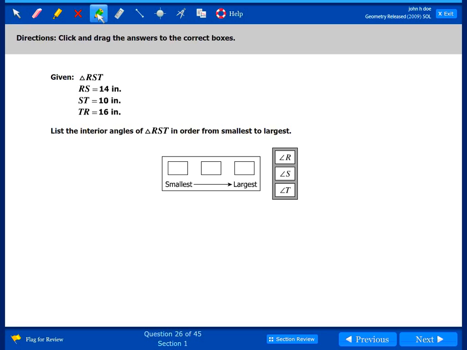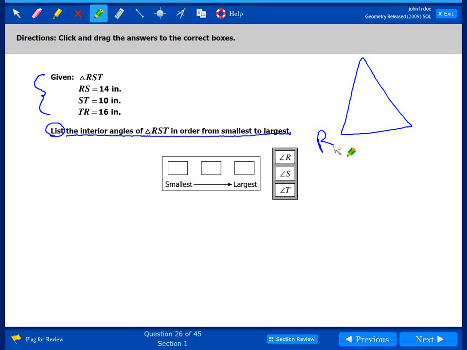We find the keyword to start this problem. List the interior angles of triangle RST from smallest to largest. Well, we have to use this given information here. And since we don't have a triangle, you want to draw one. It's triangle RST. So at all the three corners, or vertices, we write R, S, T. RS is 14, ST is 10, and TR is 16.